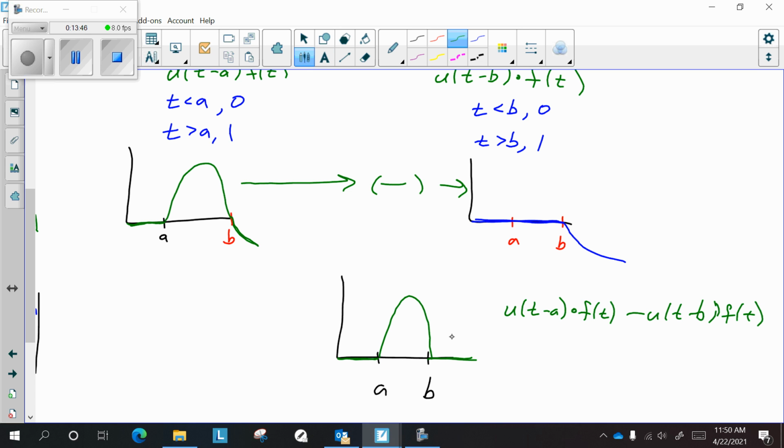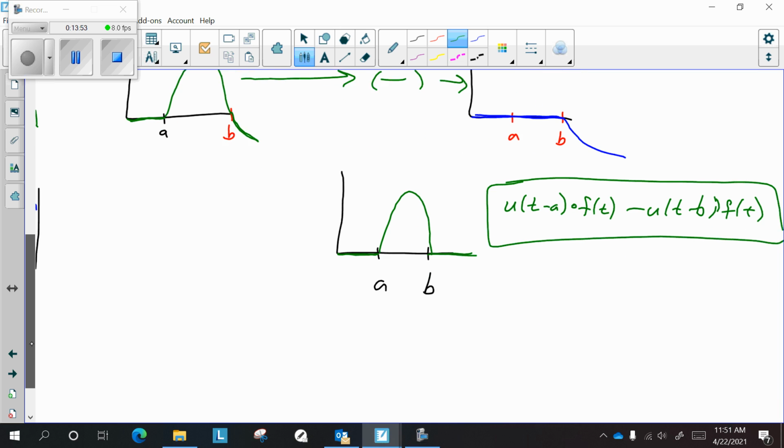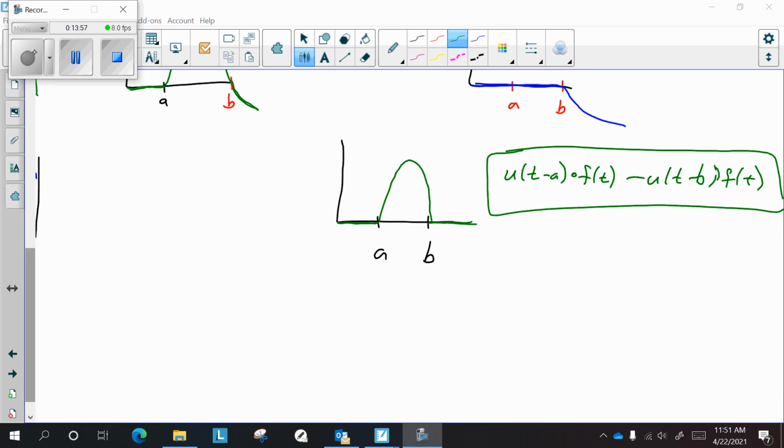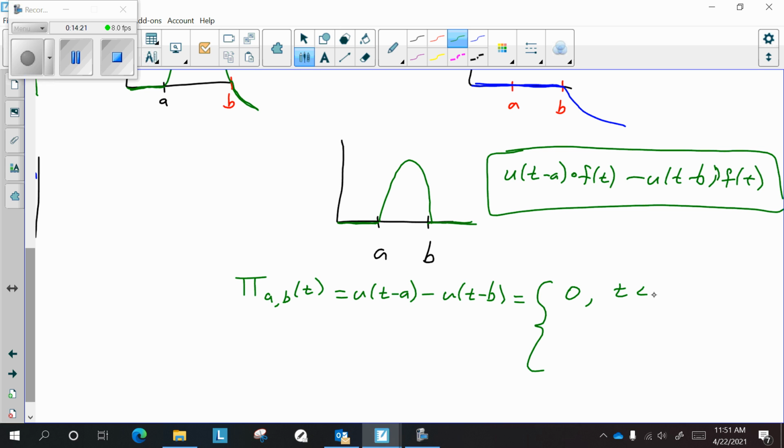So that will give us that middle window turned on, everything else turned off. We have a special notation for that, and it's called the window function. The notation we use is this: from a to b, it's u of t minus a minus u of t minus b. And that's equal to a piecewise function that is 0 when t is less than a, 0 when t is greater than b, but 1 when t is between a and b. So that's our window function.